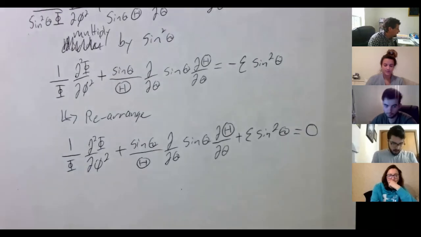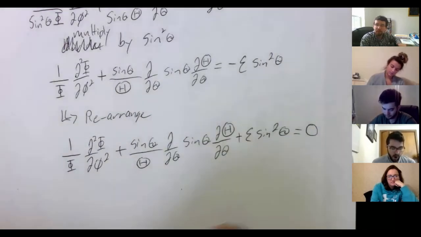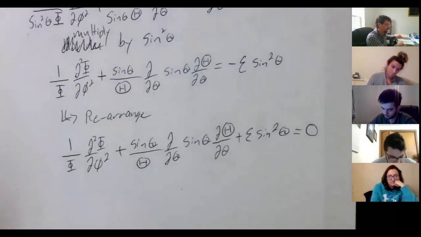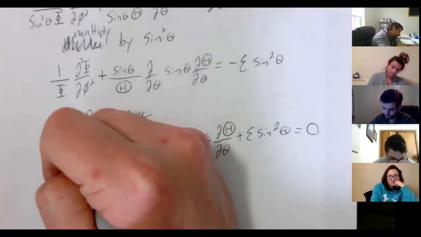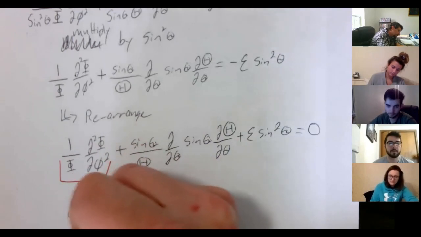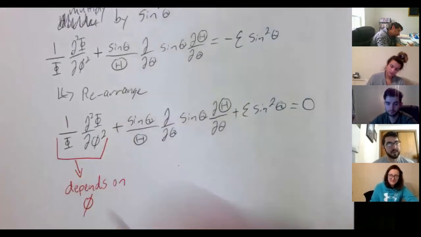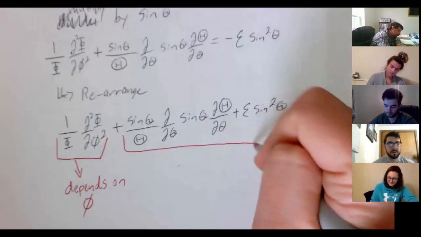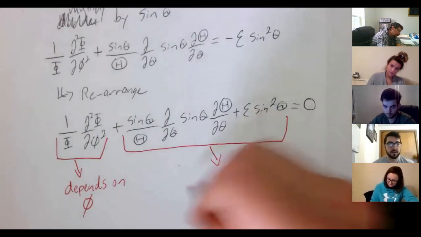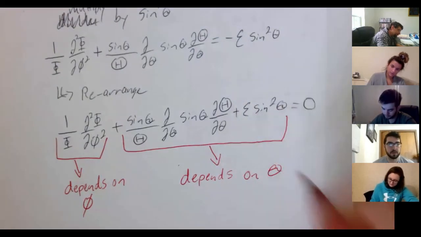Yeah, we're running out of time, but one last thing I want to say. What was the benefit of doing this? You separated terms. Yep, we did. This, what's that only depend on? Phi. And all of this stuff, what does that only depend on? Theta. Yep.